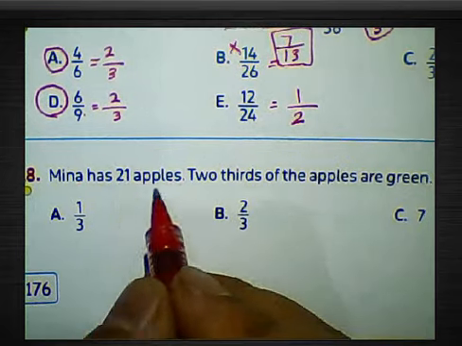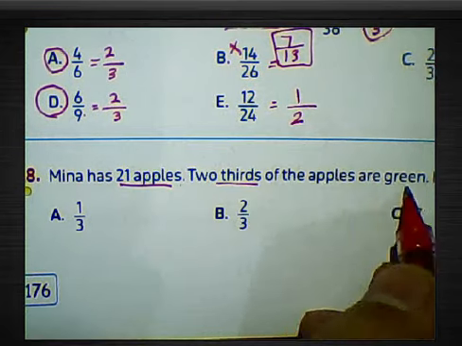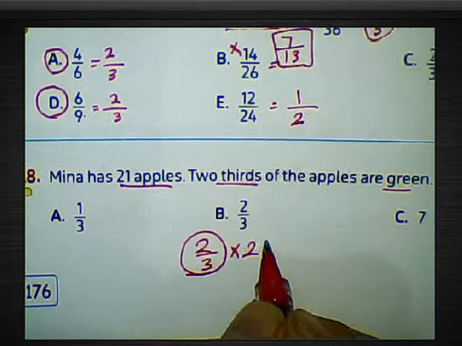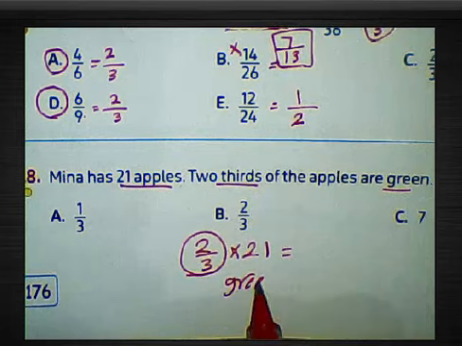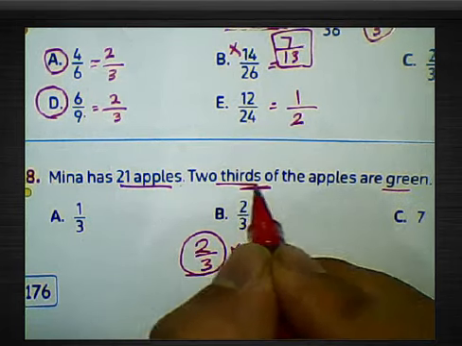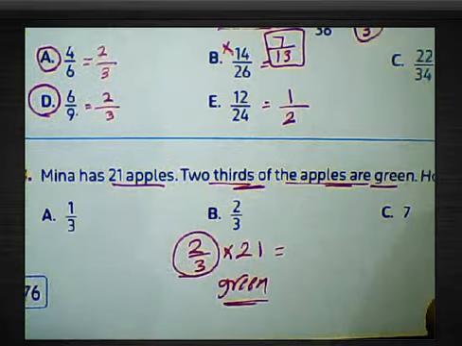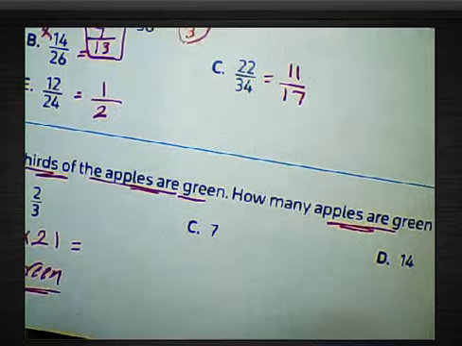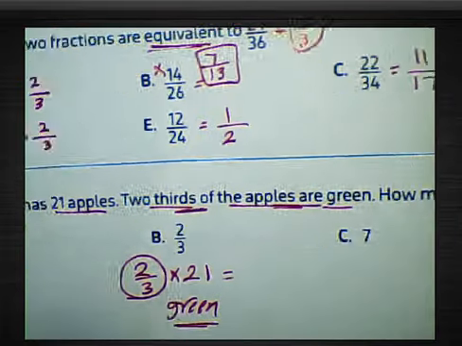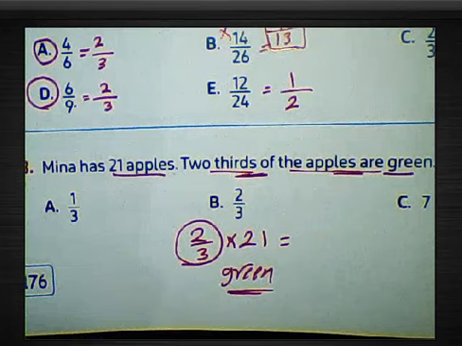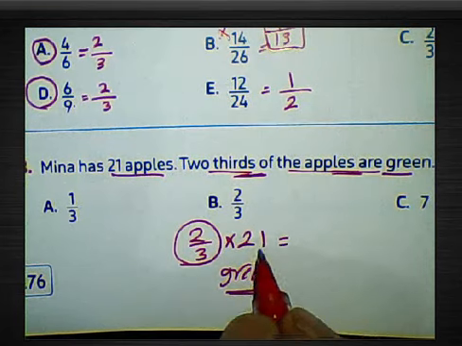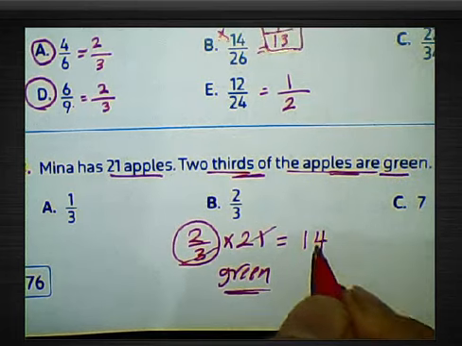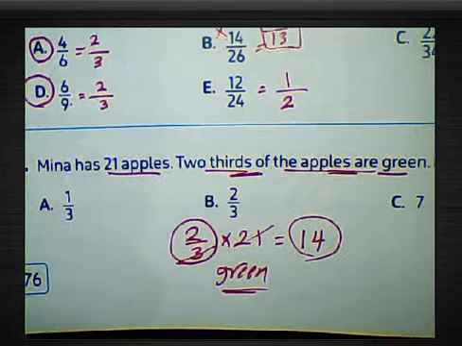Minna has 21 apples. 2/3 of the apples are green. How many apples are green? We are asked how many apples are green in this example. We can find the result by multiplication. 2 over 3 multiplied by 21. 21 divided by 3 equals 7. 7 times 2 equals 14. So we have 14 green apples.